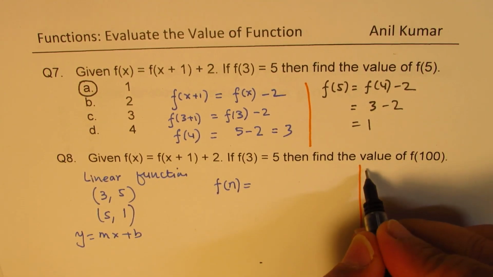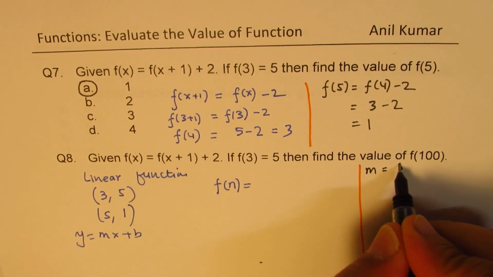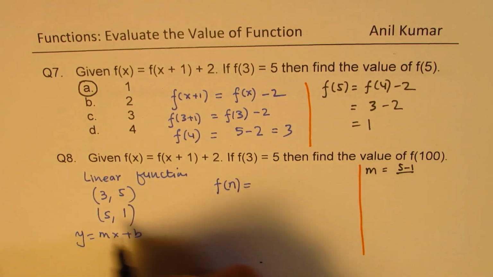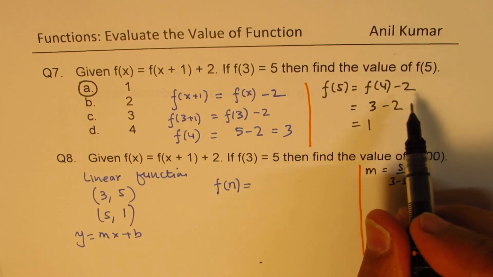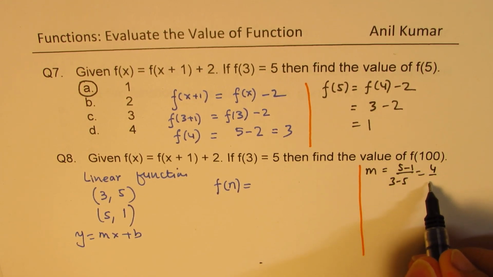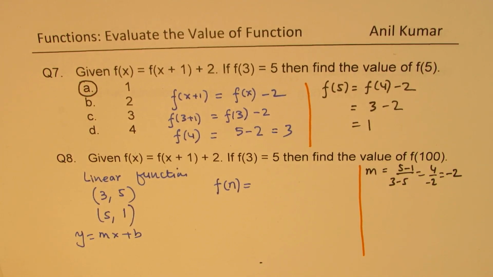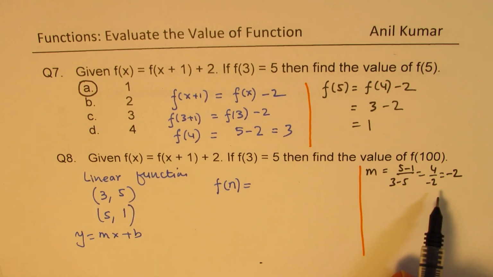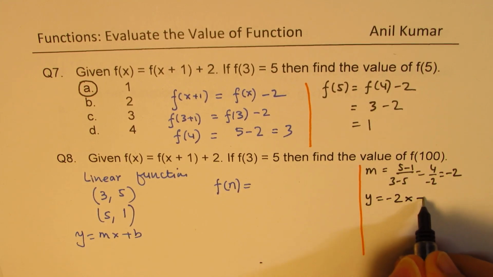So m basically is the change, which is 5 minus 1 over 3 minus 5, which in this case was minus 2, right? That is what you're subtracting with. So we get 4 divided by minus 2, which is minus 2 as expected, correct? So if I substitute minus 2 here, then what should be b? That is what we're trying to figure out. So we say y equals minus 2x plus b.